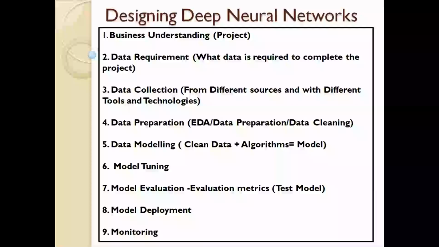After cleaning the data, we give that clean data to the fifth point in this slide, called data modeling, applying the algorithm to the clean data. This is called machine learning. This point number 5 is called machine learning. Algorithms are going to learn from the clean data, and the output of the algorithm is the model.